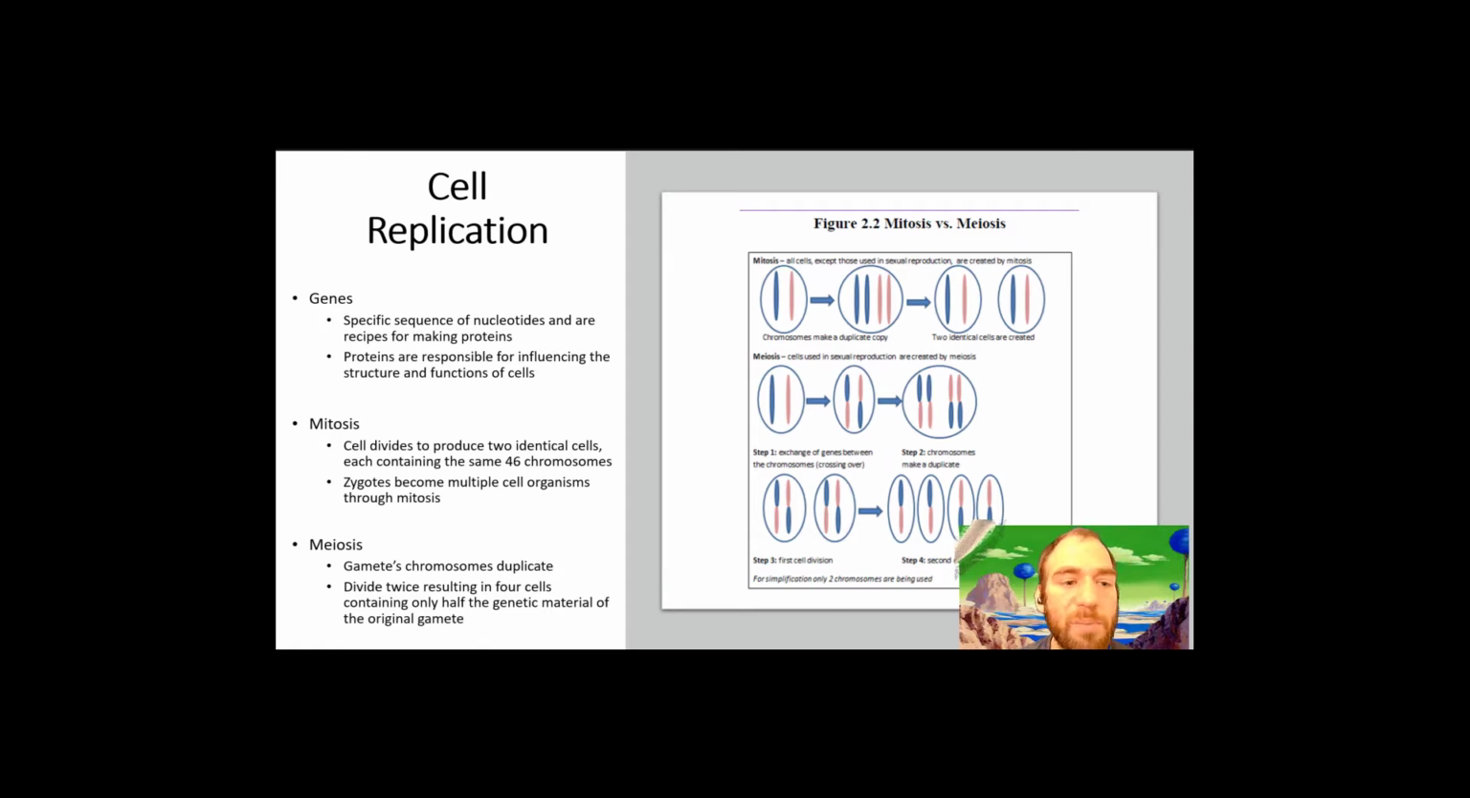Mitosis: a cell divides to produce two identical cells, each containing the same 46 chromosomes. Zygotes become multicellular organisms through mitosis. In meiosis, gamete chromosomes duplicate and divide twice, resulting in 4 cells containing only half the genetic material of the original gamete. And I think the figure on the right illustrates this well. You see at the top mitosis producing identical cells for all cells except those used in reproduction, so literally just making exact copies. And the meiosis you see below it, taking two separate cells and combining 50% of each. So pretty straightforward.